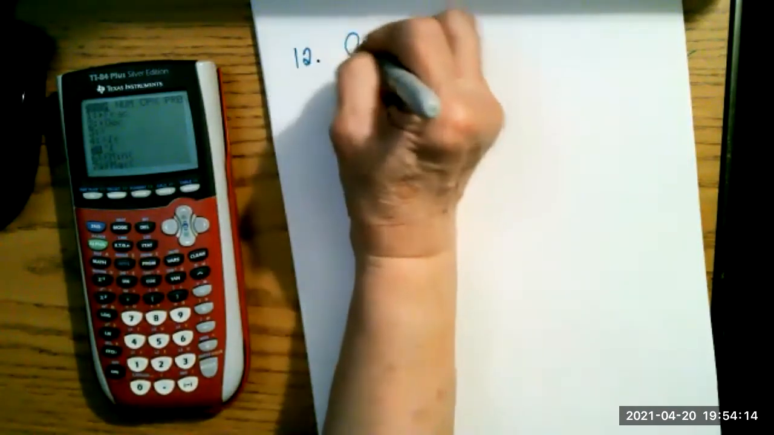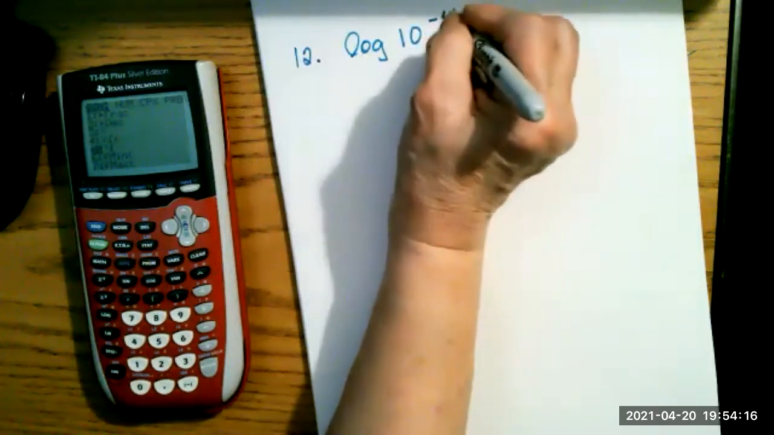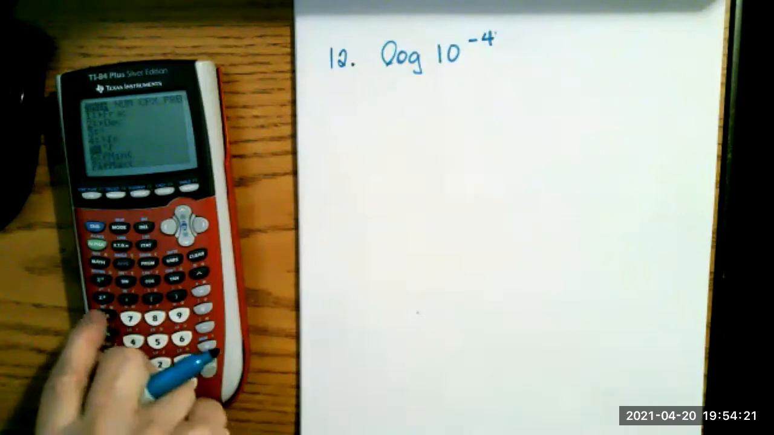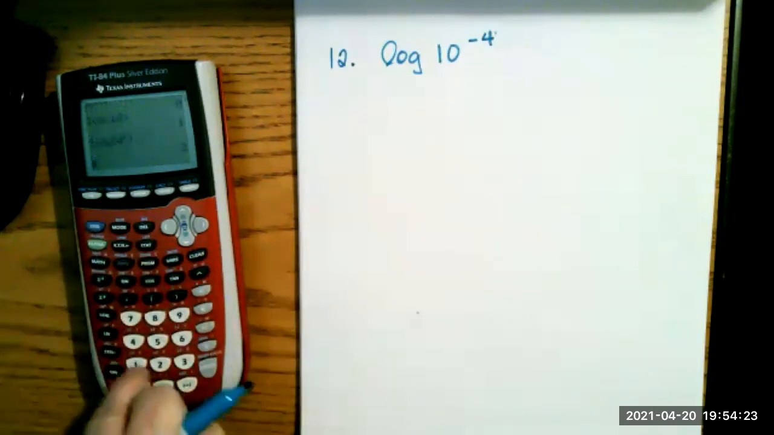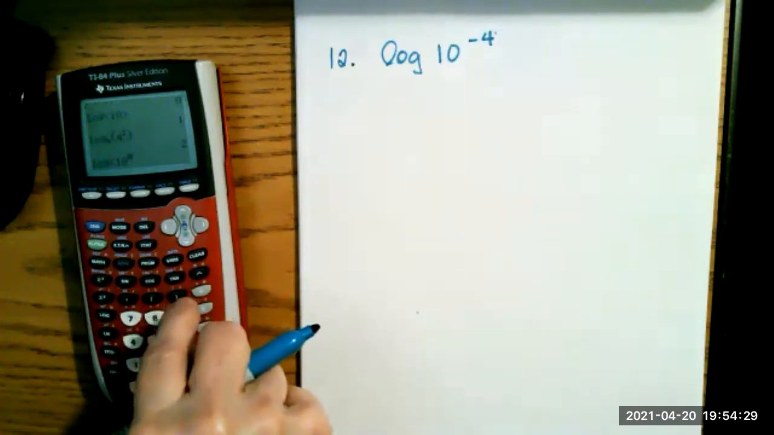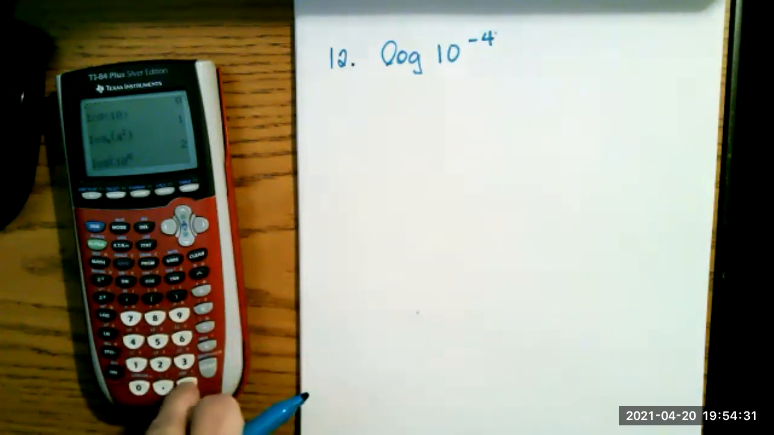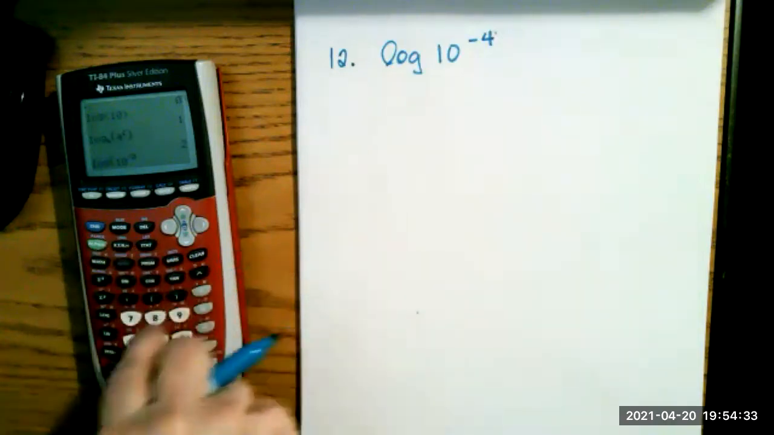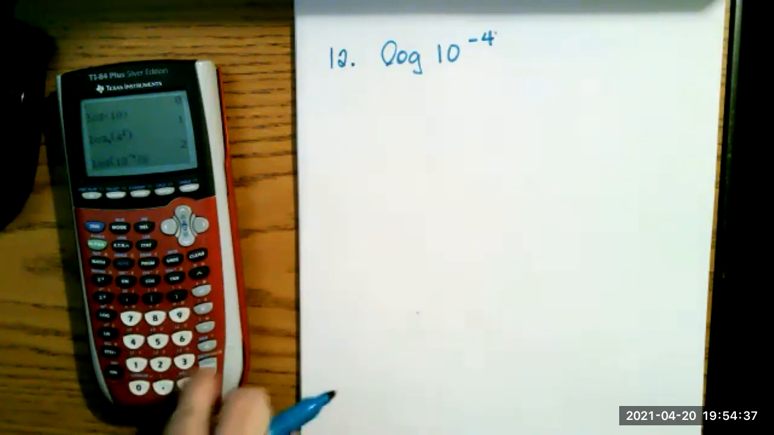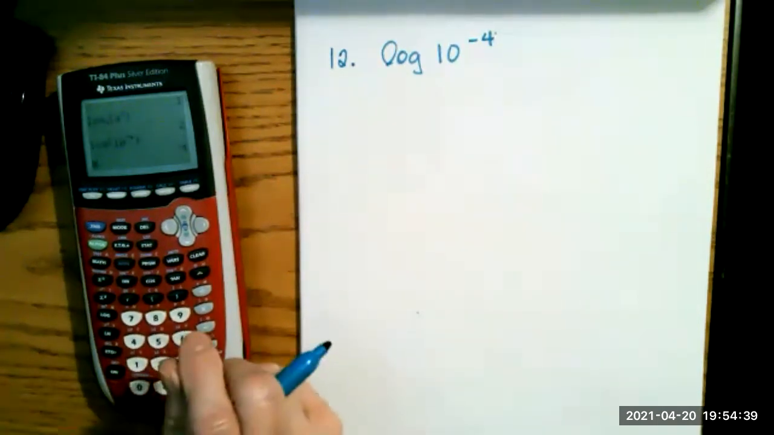All right, so let's try 12. 12 is log 10 to the -4. So all you have to do is put in log 10 to the -4. See what you get. What'd you get?